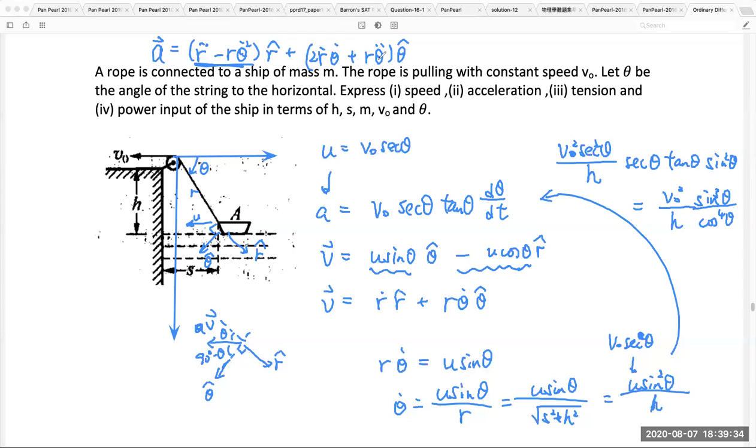Then let's go on to find the tension. I think it's not difficult. For tension, it's just T cosine theta equals MA. For the power input, that means the tension T times the velocity u times cosine theta, and you get the power.